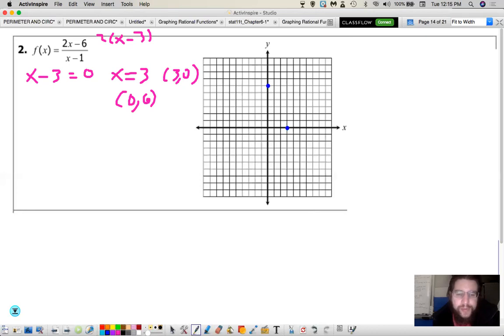Now let me see here. Let me get my vertical asymptote. Denominator equals 0. X equals 1. Okay, now I'm gonna go ahead and get my horizontal asymptote. Let's see, numerator degree is 1, denominator degree is 1. I remember they're equal, so I divide the leading coefficients. So my horizontal asymptote is y equals 2 over 1. That's 2. So now I'm gonna plot these two things.